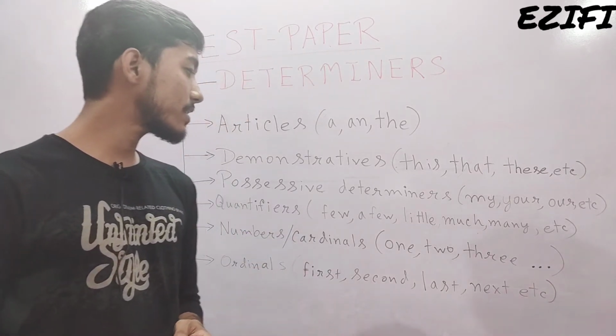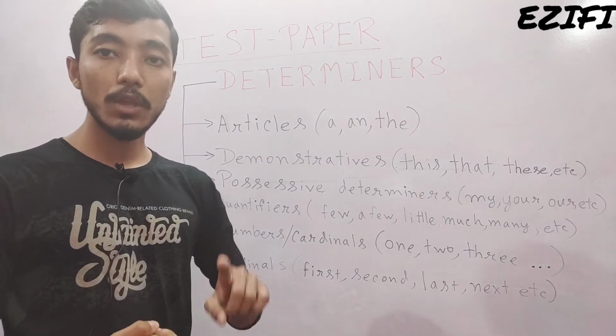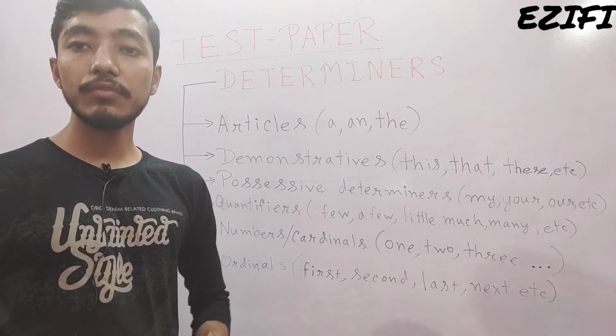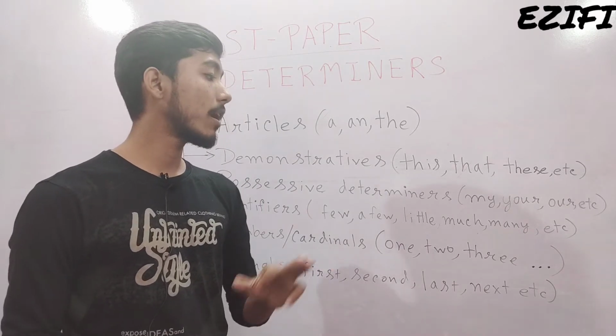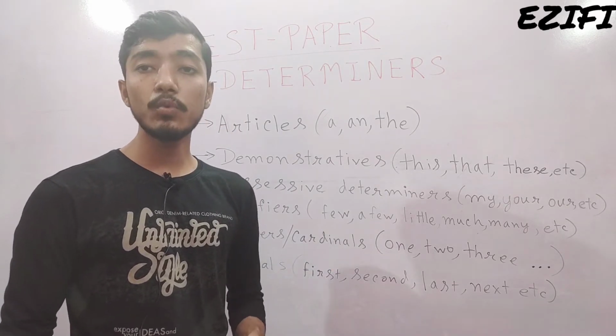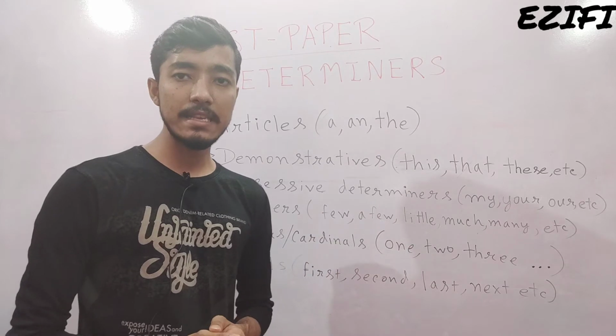In quantifiers there are words like few, a few, the few, then little, a little, the little, then much, many, more, most, words as such.